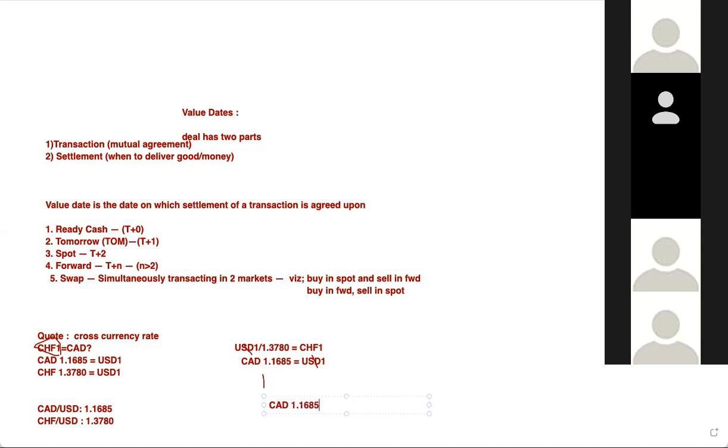CAD 1.1685 into 1.3780 is equal to CHF 1.1, that is 1 by, okay, CHF 1. So can somebody calculate for me? I will tell you. Share the Excel sheet to show you the calculation. Just one minute, so that you understand the calculation.